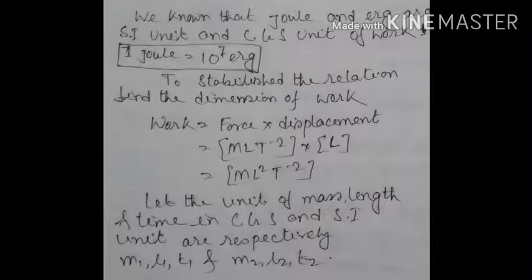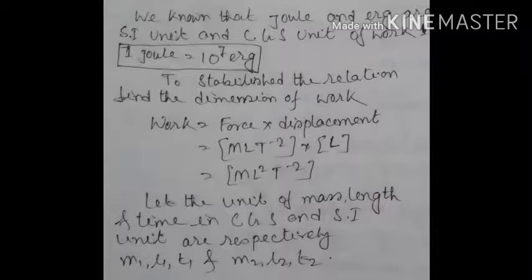We know that joule and erg are the SI and CGS units of work, and 1 joule is equal to 10 to the power 7 erg. We will prove this relation. To do so, first we have to find the dimension of work. The physical quantity work is defined as force into displacement. We have calculated the dimension of force, that is M L T to the power minus 2, and the displacement is a length, so L. Finally, the dimension of work is M L square T to the power minus 2.